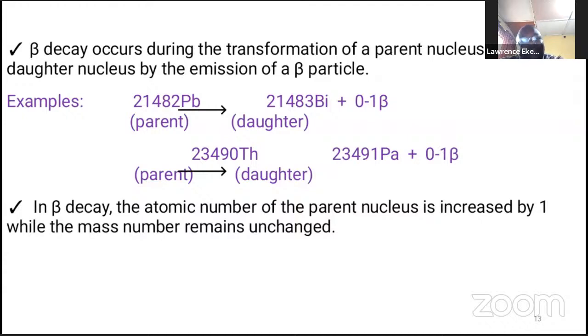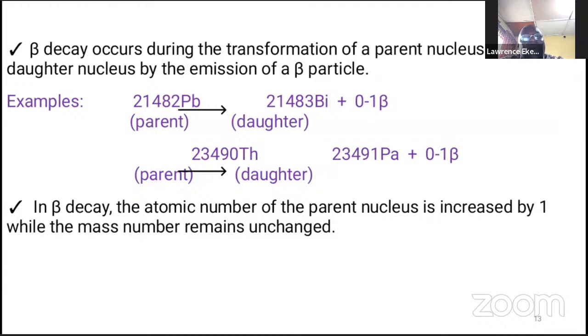So in beta decay, the atomic number of the parent nucleus is increased by 1, while the mass number remains unchanged. There is no change in the mass number, but the atomic number increases by 1. The reason is that the beta particle has a 0 mass number, but its atomic number is -1. Because it's -1, it will increase the atomic number of the parent nucleus by 1. And so that has to do with the beta particle.